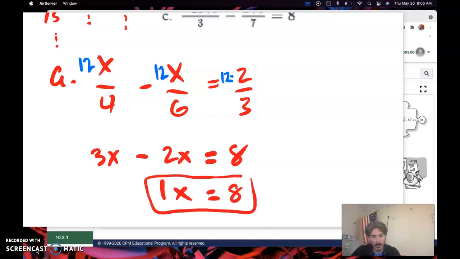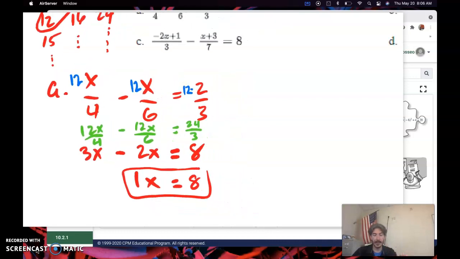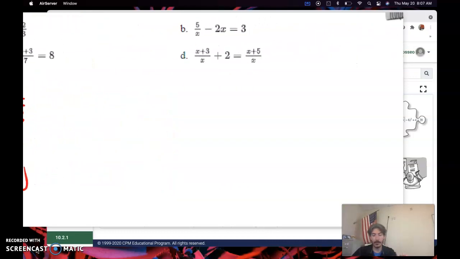And you know what? Let me just do this rewrite step just in case you're wondering. This is 12x over 4, and this is 12x over 6, and this is finally 24 over 3. And that's where the division comes in handy. 12 divided by 4 is 3, 12 divided by 6 is 2, and 24 divided by 3 is 8. And then I just do the subtraction. That's part A. Let's keep going with part B.